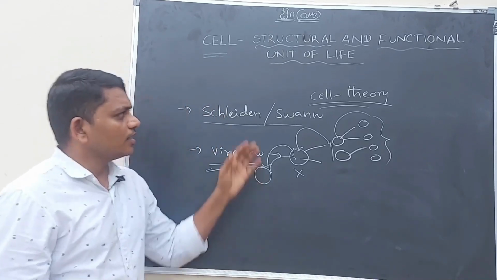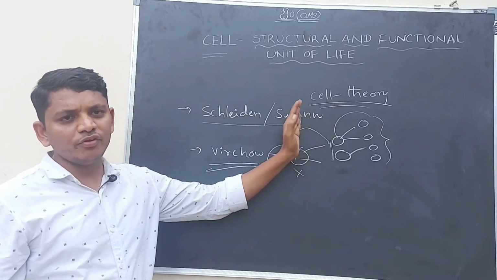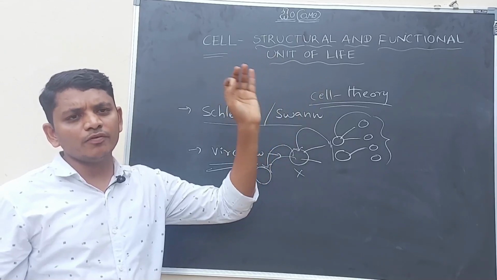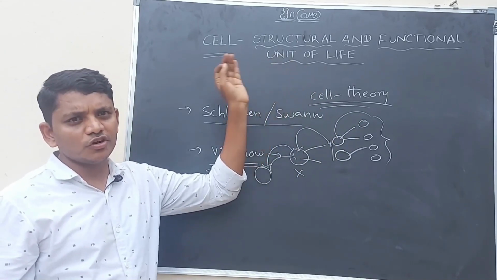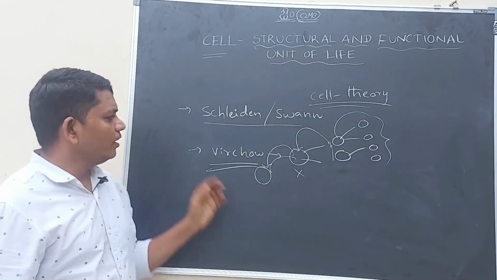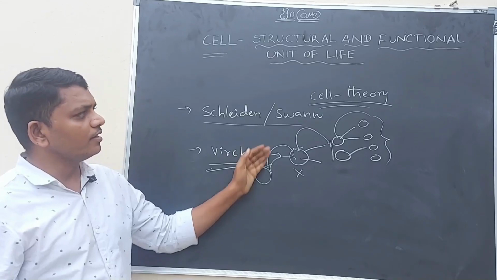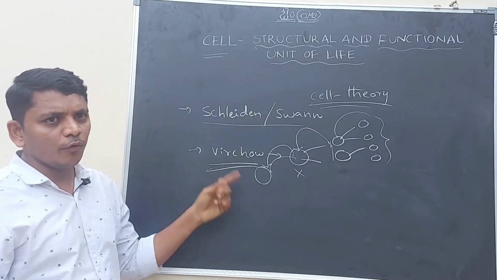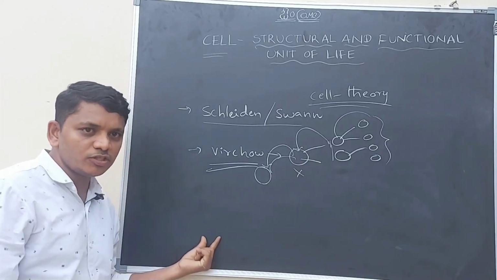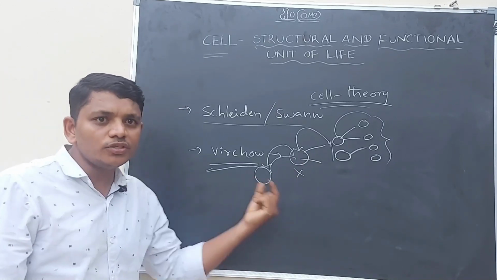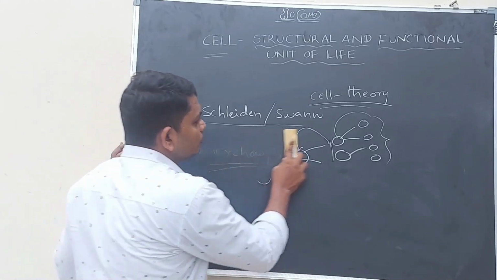So the cell theory was proposed by Schleiden and Schwann. As per their view, all organisms are made up of cells, and the cell is the basic unit of life, the structural and functional unit of life. And Virchow expanded the cell theory with his point. The point is that all new cells come from pre-existing cells, which means previous cells. These are the main points belonging to cell theory.